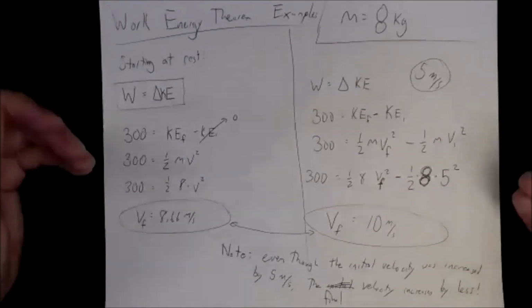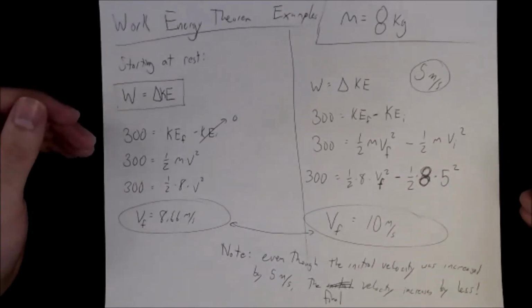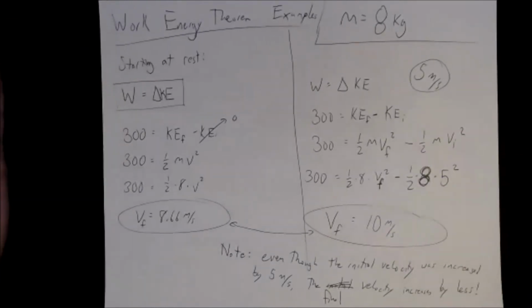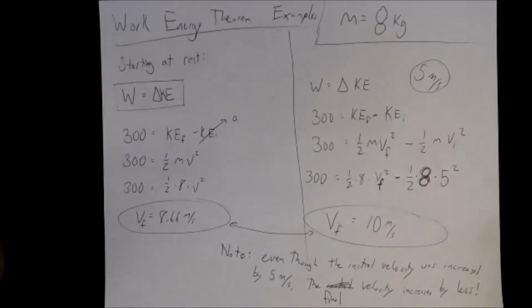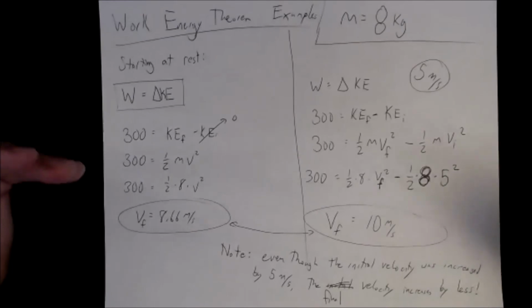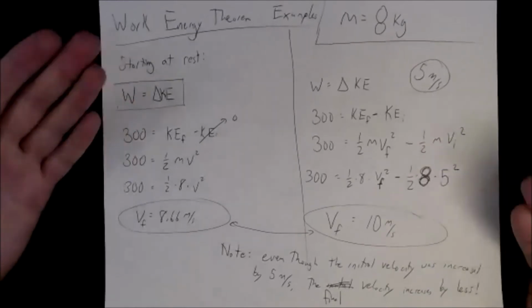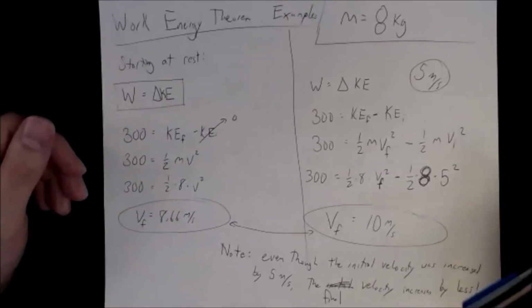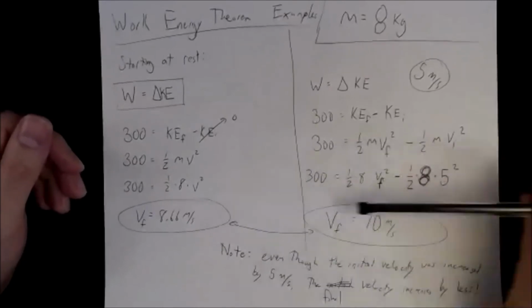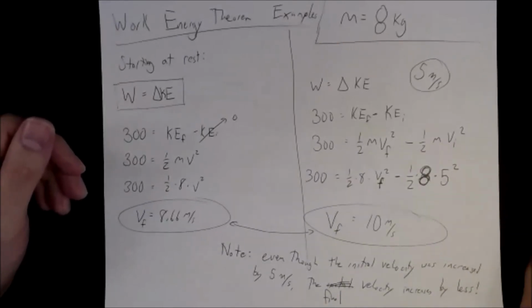This goes back to how nonlinear kinetic energy is. If you've got an object and you double the amount of kinetic energy, well, that does not double the speed. If you increase the kinetic energy by a factor of 4, well, then that doubles the speed. And so we see that similar kind of feature played out here.